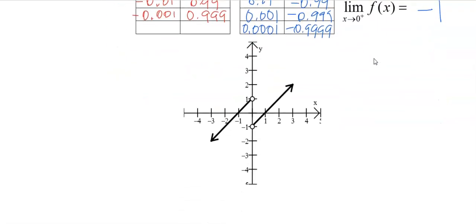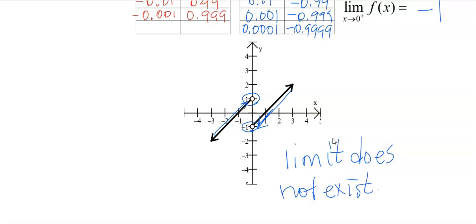Now here's the graphs anyway. And I mean, it's quite obvious from the graph that as x approaches from the left-hand side, the y value it's getting closer to is 1. As x approaches 0 from the right-hand side, it's getting closer to negative 1. In either case, the limit does not exist.